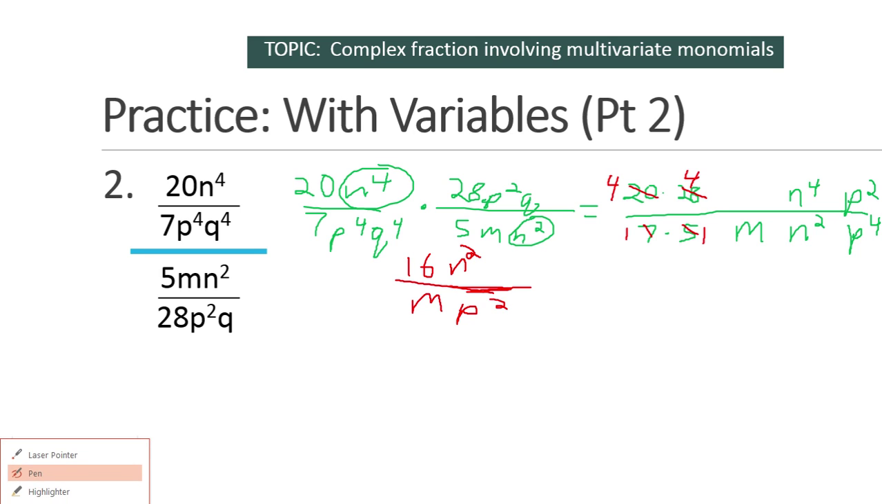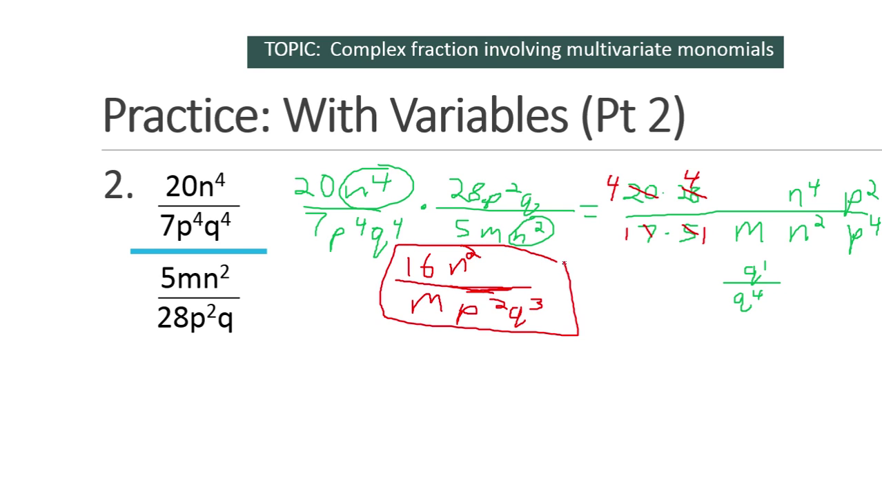So our last thing is our q. So I'm just going to do it down here to show you. You've got q on top, and you've got q to the fourth on bottom. So that's q to the 1 minus q to the 4. So is that going to be 3 q's on top or bottom? Bottom, good. So that's going to be q to the third. And so now we've covered all of them. So that's your answer, 16n squared m over p to the second q to the third.